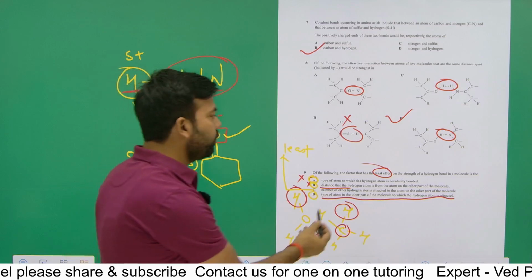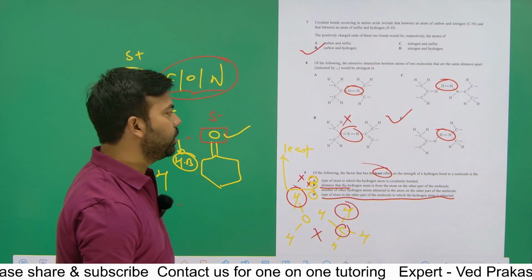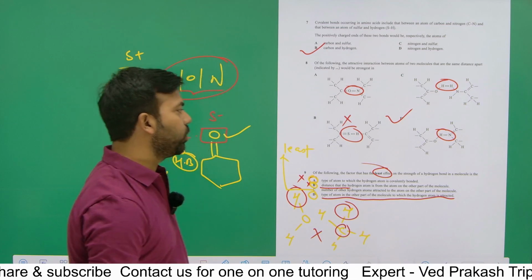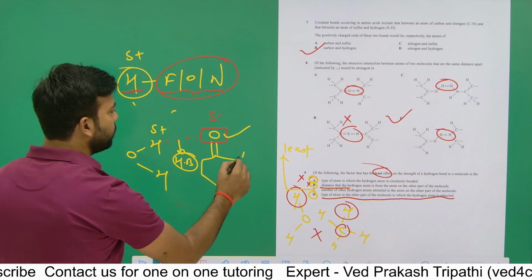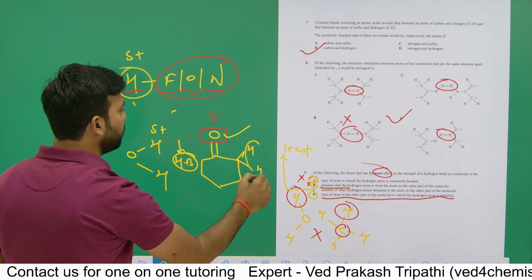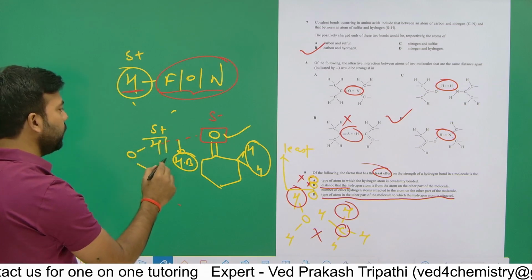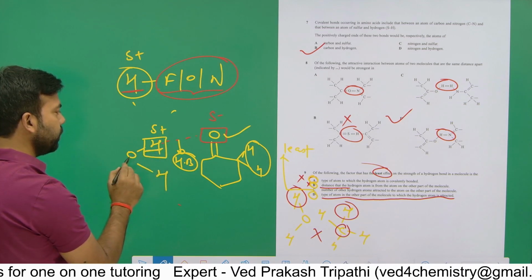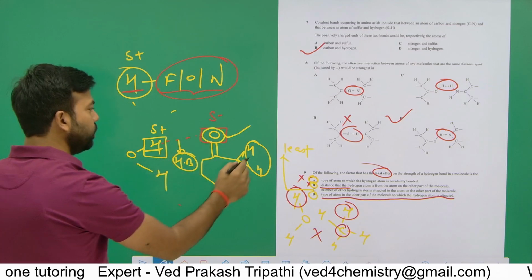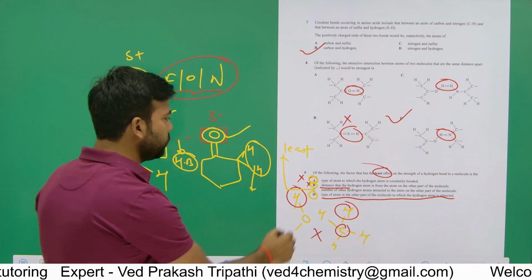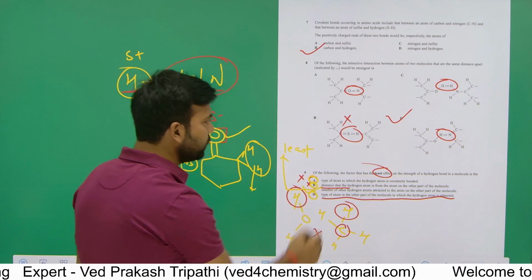The number of other hydrogen atoms attracted to the atom on the other part of the molecule. There is no meaning of it. Is it clear? Suppose this carbon has 2 hydrogen. There is no meaning of this. We have to only consider the hydrogen which is linked with fluorine, oxygen and nitrogen and another set of electronegative. So this is the least effective thing. So answer should be C, the least effective.